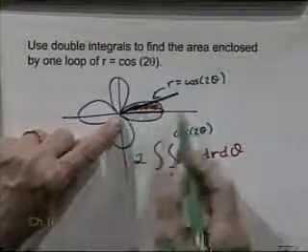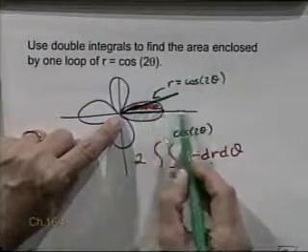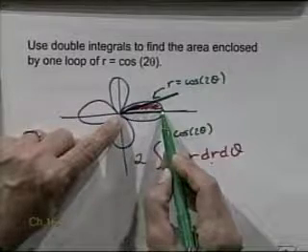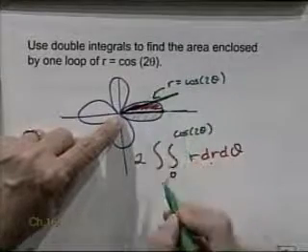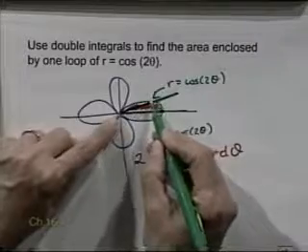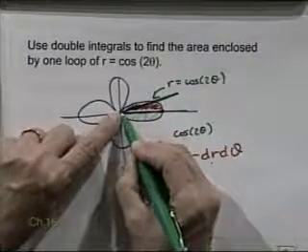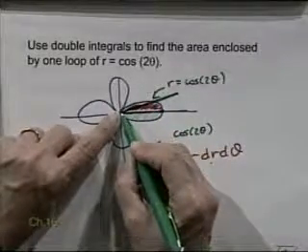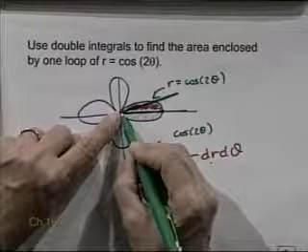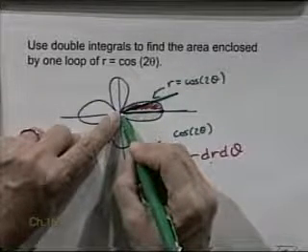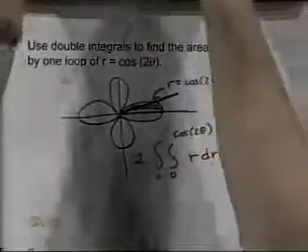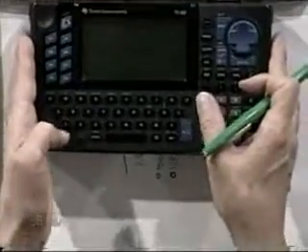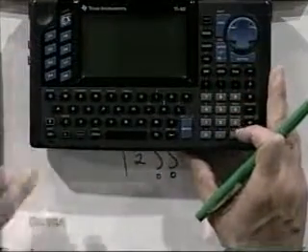Now we have to see what theta ranges from. It ranges from here, theta is 0. And what does it look like my theta is here? Pi? Pi over 2? Let's look on the calculator. Okay? Let's go on the calculator.